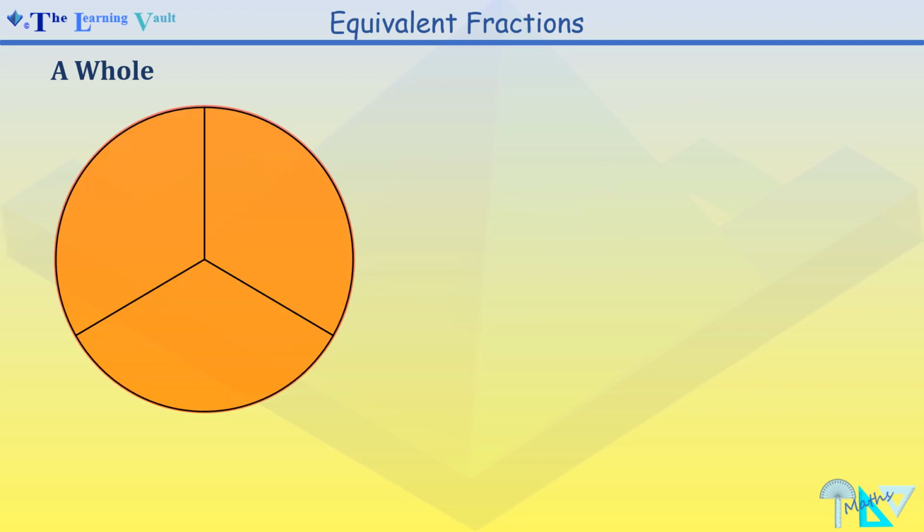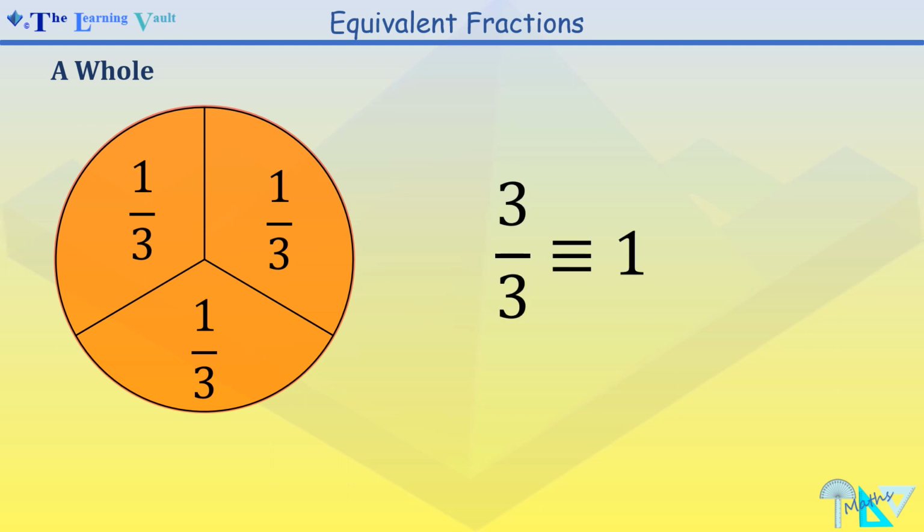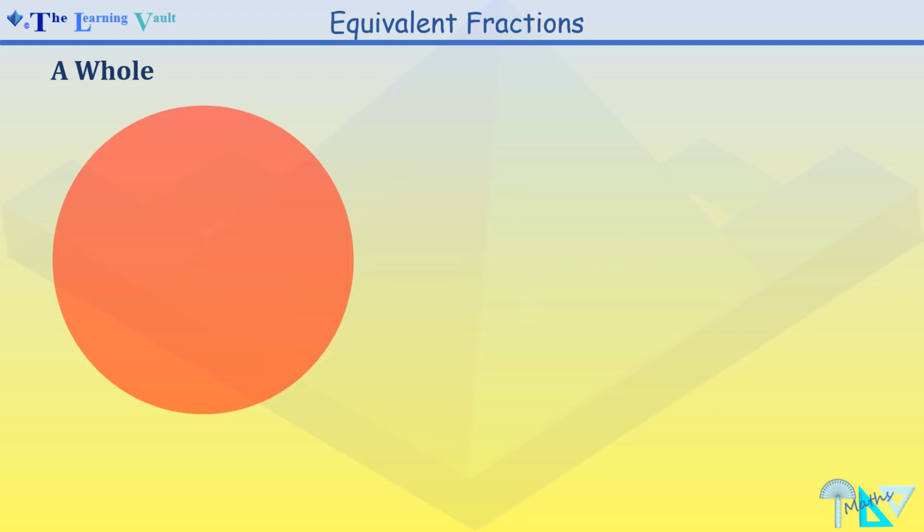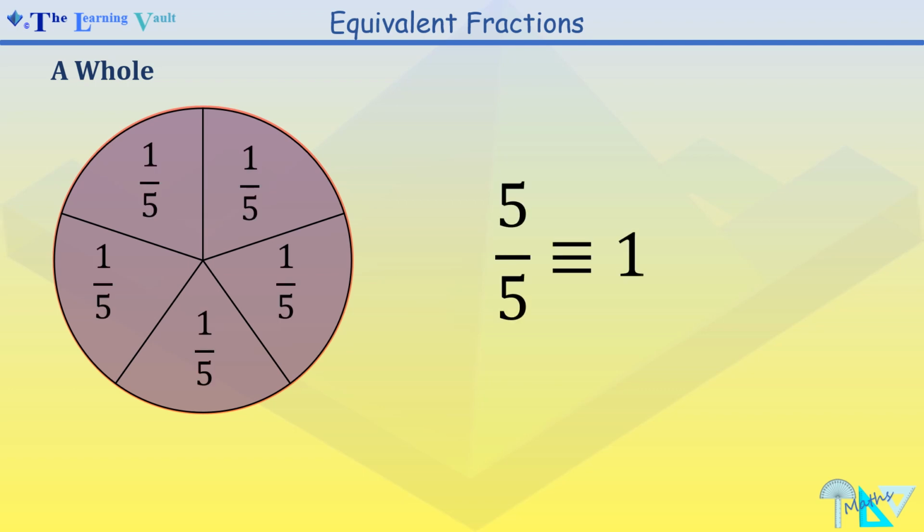Now here we have 3 of 1/3 is equivalent to 1. So we have 3 over 3 is equivalent to 1. And in this case, you can see that 4 over 4 is equivalent to 1 because we have 4 of 1/4. And this pattern repeats itself with 5 over 5 equivalent to 1, and it carries on till we get to 10 over 10, which is equivalent to 1. So as long as the numerator and denominator are the same, we have it equal to a whole.